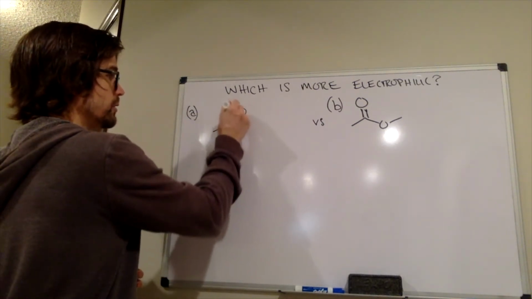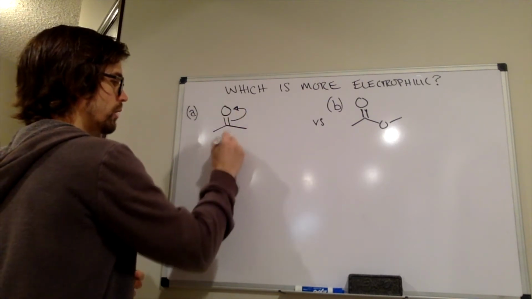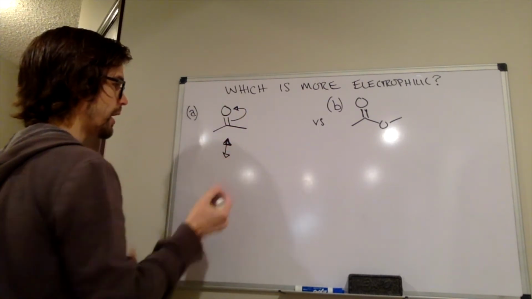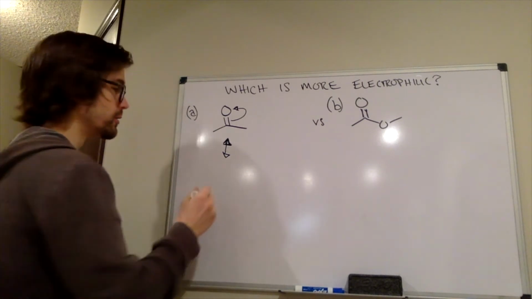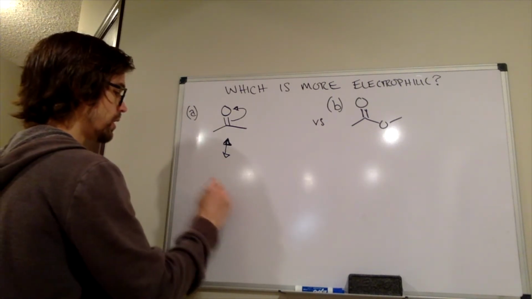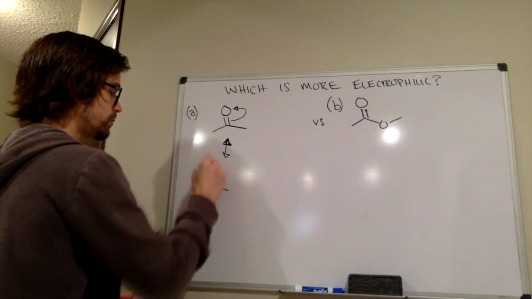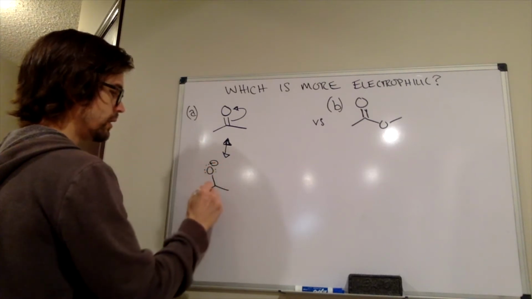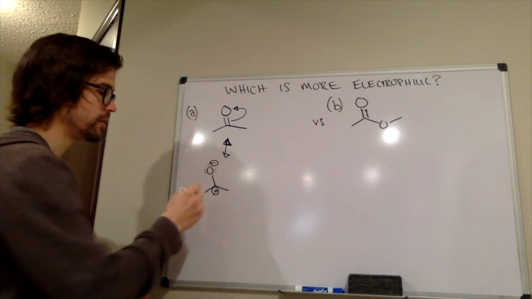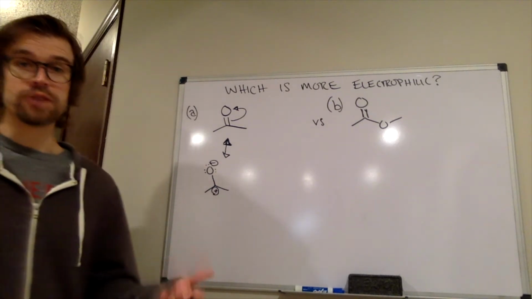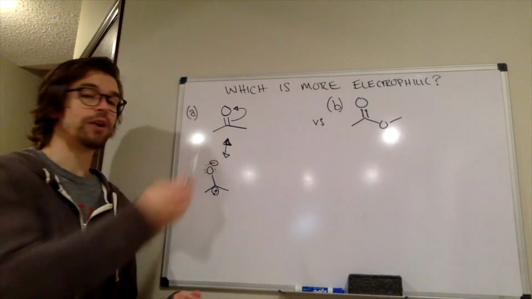So for ketones, the only viable resonance structure, and it's the same situation for aldehydes, would be by just pulling up those electrons onto that oxygen. That would generate the oxyanion and the cation on the carbon. So we've talked about these before. This is the better resonance structure.